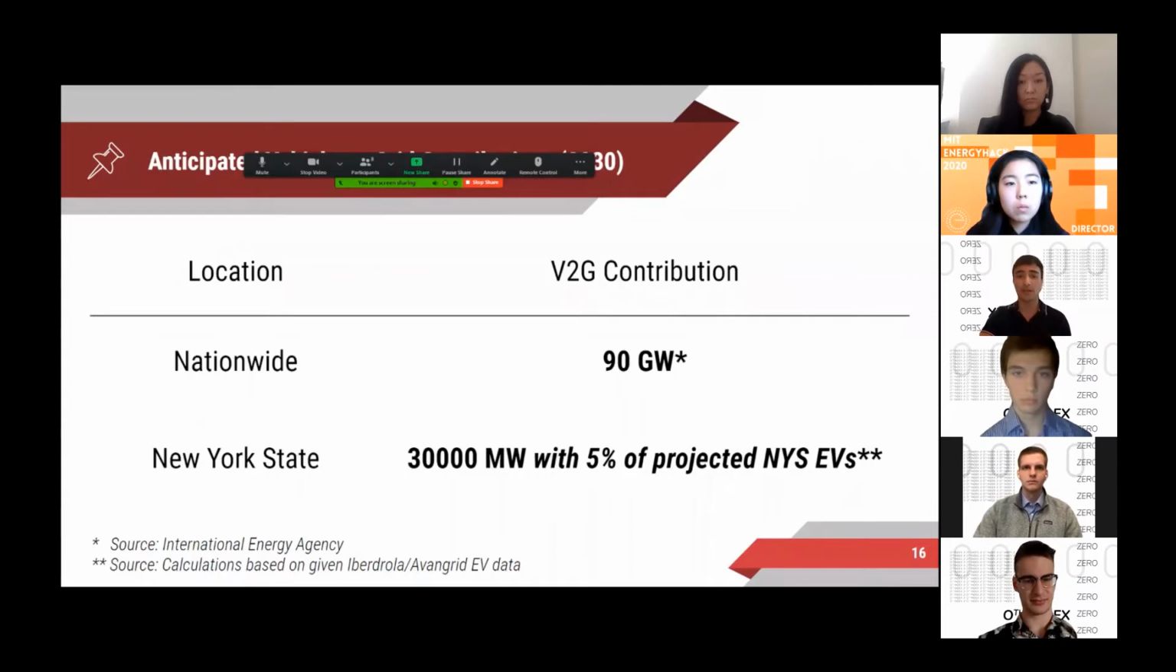In New York, the NYSEG's and RG&E's goal for 30,000 megawatts of energy storage will be achieved using a mere 5% of the projected electric vehicle stock within the state.